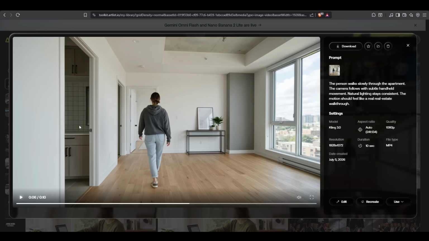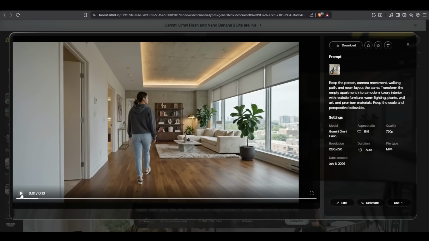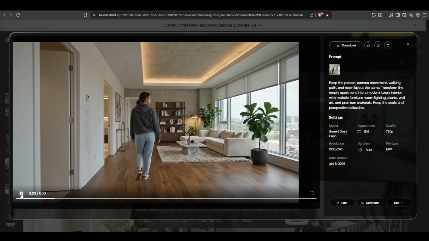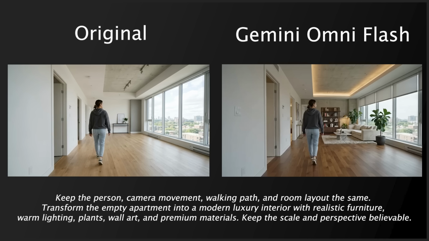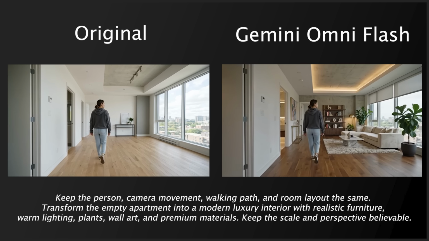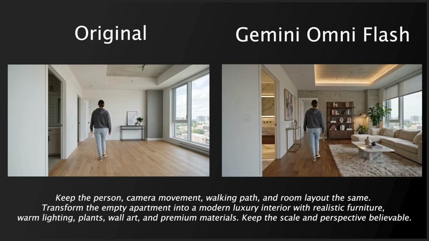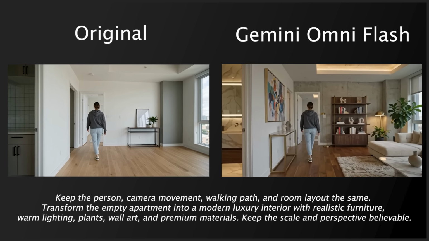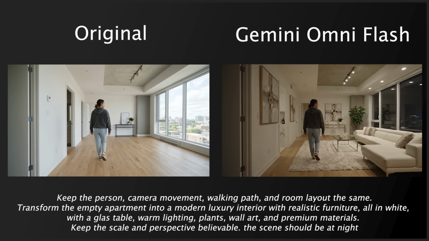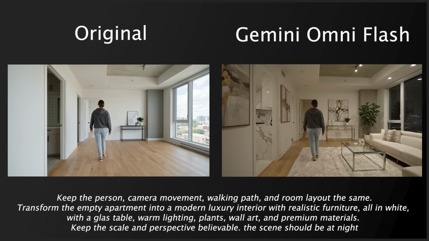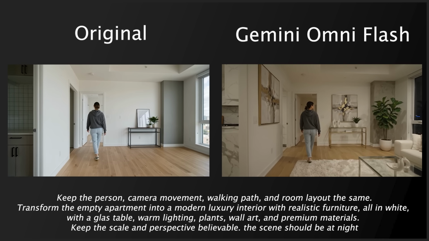As you can see on the left, there is a poor kitchen, no furniture here. And we told Gemini Omni Flash to keep everything the same, just transform the empty apartment into a modern luxury interior with realistic furniture. And as you can see, it transformed not only the empty apartment, also the small details like the left room here. It also added it in the luxury interior. It's just awesome. Again here a side-by-side comparison with the empty apartment and another edit at night. Artlist and Gemini Omni Flash just nail it here.